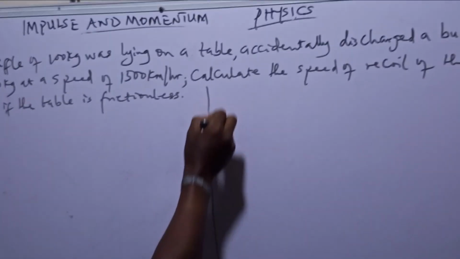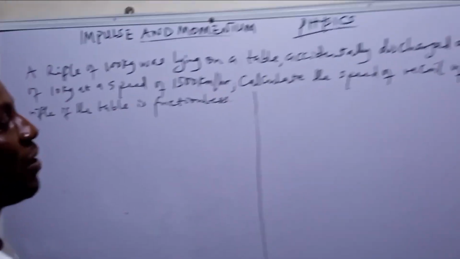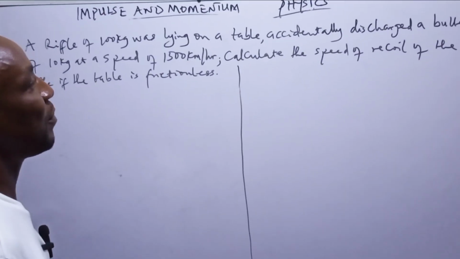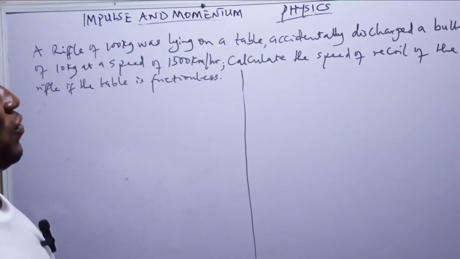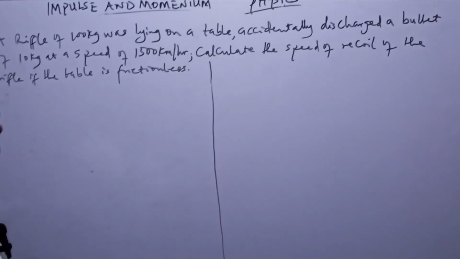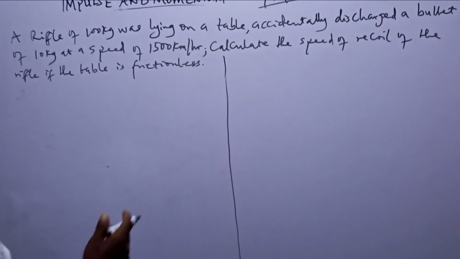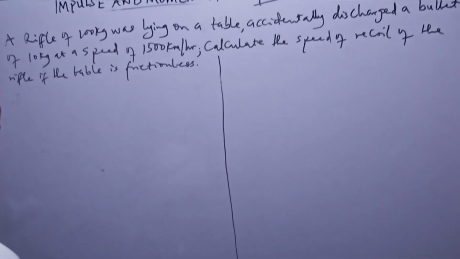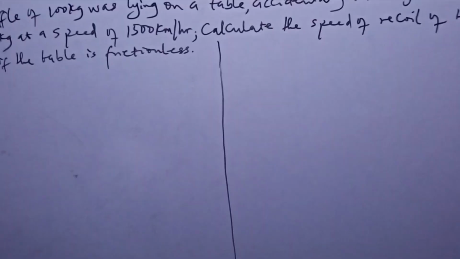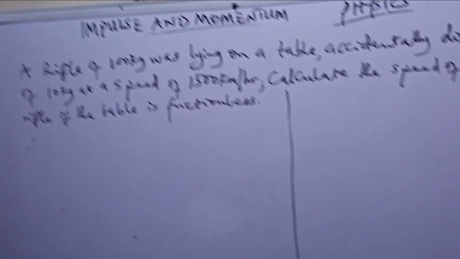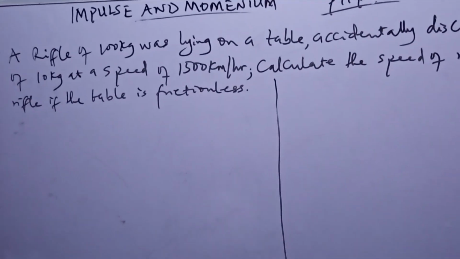For some of us who usually go for gaming, hunting, shooting with guns, you discover that when you actually release a bullet from a gun, you shoot, there is this back pressure that pushes you backwards. That is what we call recoil, it takes you backward. Let's see what the speed of the recoil of the rifle will be, if the table it is placed on is frictionless, though the bullet was released accidentally. Let's see what it will be.